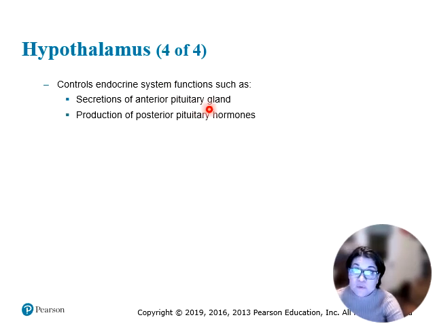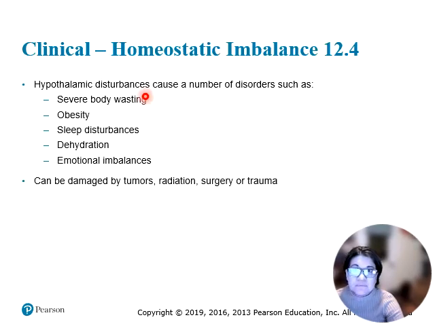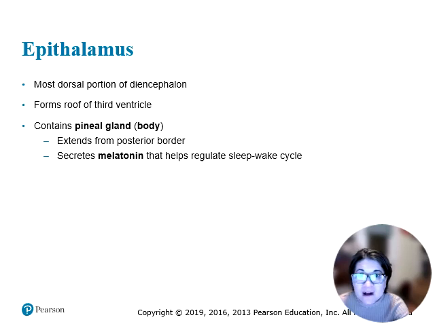Also works with the pituitary in doing endocrine functions. So if you have a disorder in your hypothalamus, it can cause body wasting, obesity, sleep disturbances, dehydration, emotional imbalances. Problems can be caused by tumors, trauma, surgery. So it's a really important part of the brain, and a lot of things can happen if there's something wrong.